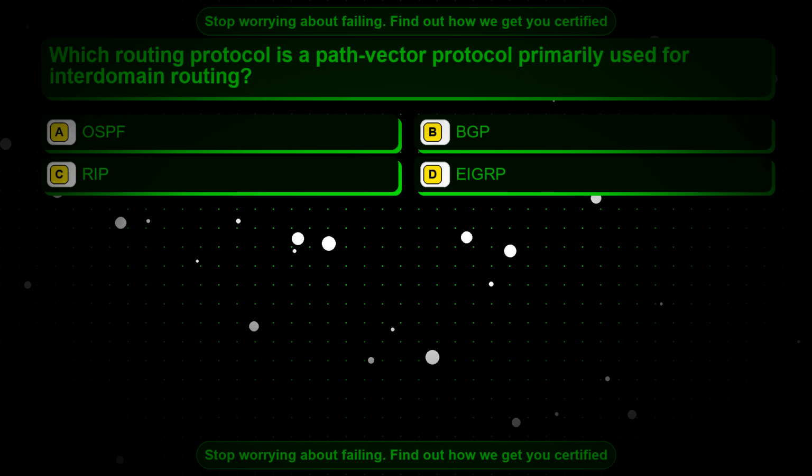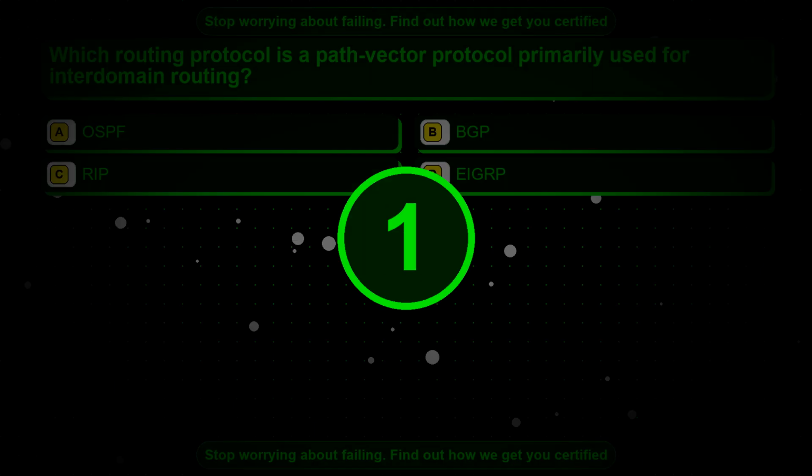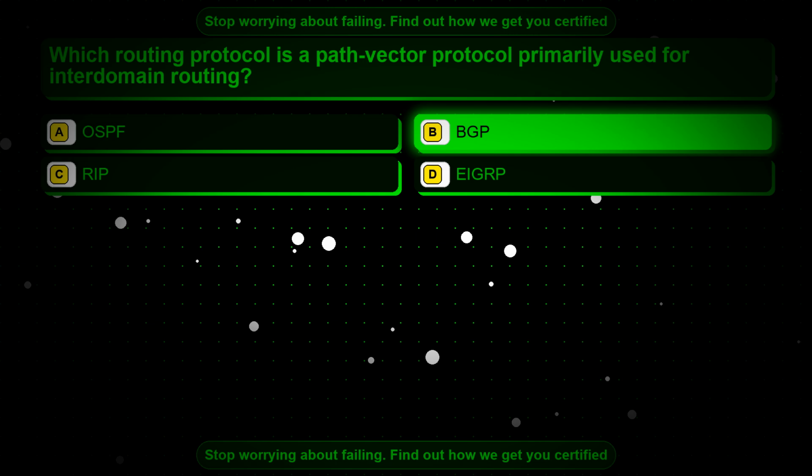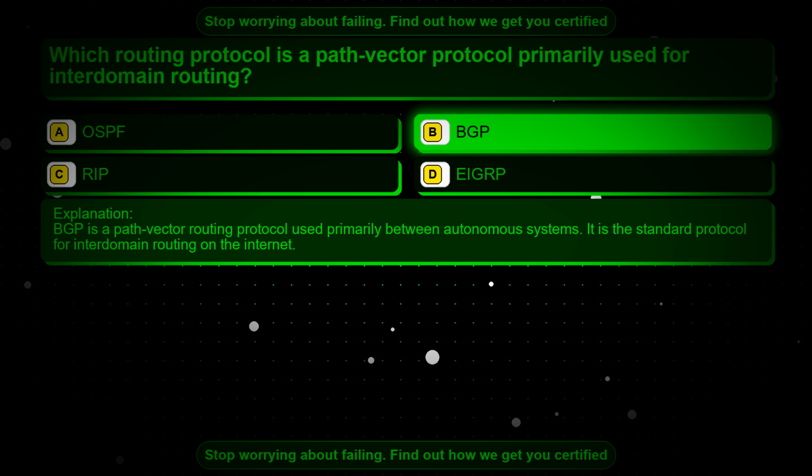Question 2. Which routing protocol is a path vector protocol primarily used for interdomain routing? Option A, OSPF. Option B, BGP. Option C, RIP. Option D, iGroup. The correct answer is option B, BGP. BGP is a path vector routing protocol used primarily between autonomous systems. It is the standard protocol for interdomain routing on the Internet.